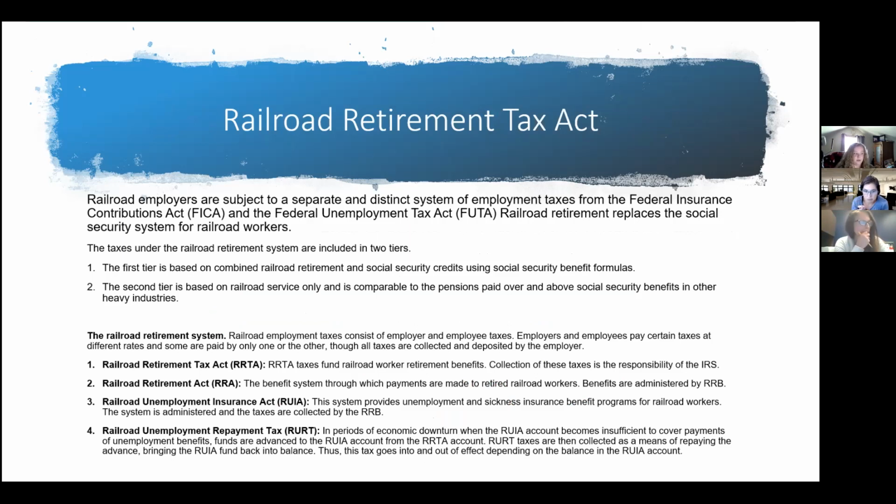So railroad employees are subject to a separate and distinct system of employment taxes for FICA and unemployment, and they're just specific to railroad retirement. So that replaces Social Security for railroad workers. Similar to how we talked about yesterday, how Colorado has some employers that participate in PERA, a retirement plan that replaces Social Security. That's what this retirement is, the same thing.